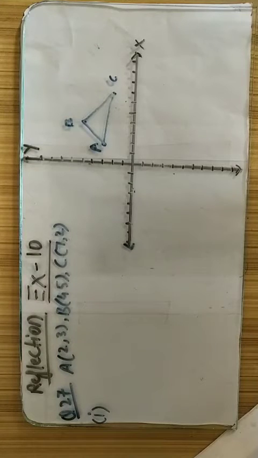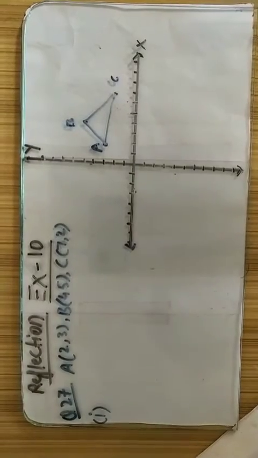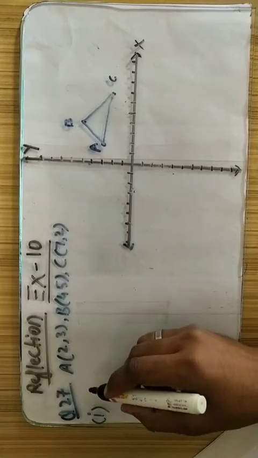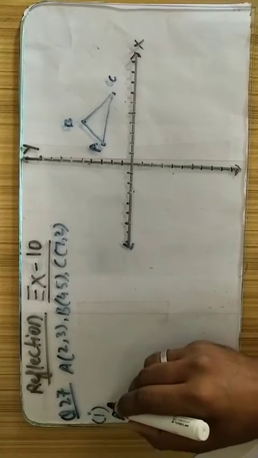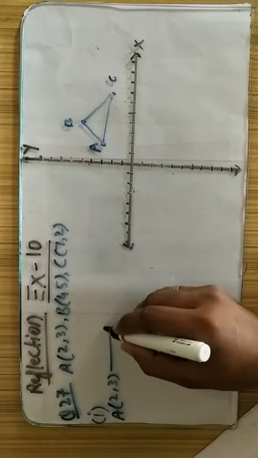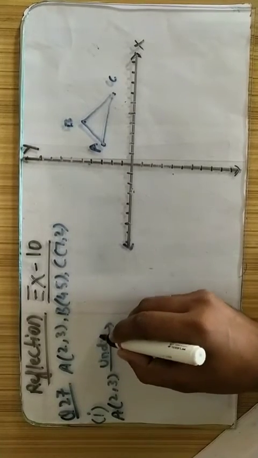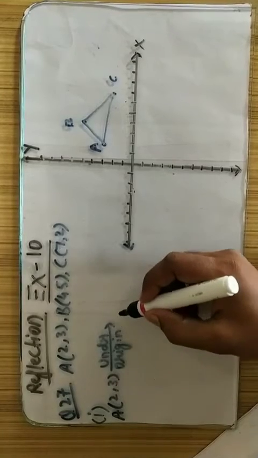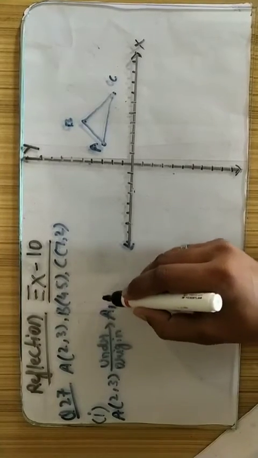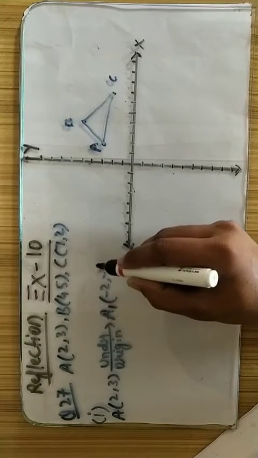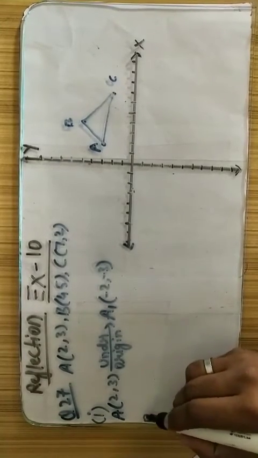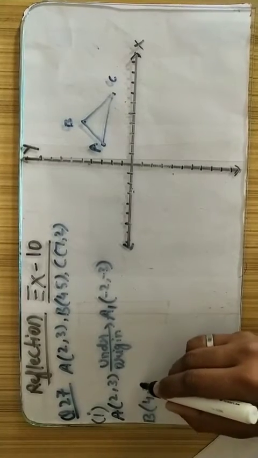a triangle A1, B1, C1 is the image of triangle ABC when reflected in the origin. Again the question is under origin. So first of all we need to find out the coordinates of A1, B1 and C1. So here I am writing A (2, 3) under origin, and under origin the sign of both the coordinates will change. It will become (-2, -3). Later on we are coming to the graph also, but first of all we are writing the reflection.